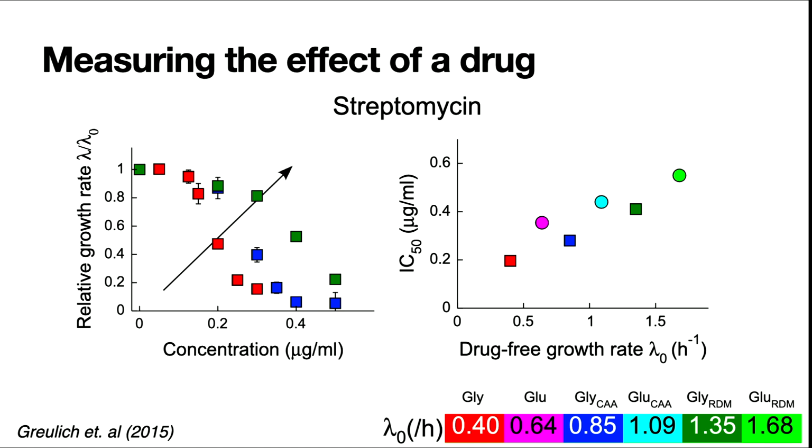Okay? Yes? In the left graph, what does the arrow represent? The arrow? No, the arrow is just to say that you see that these curves ordered by the growth rate, so red, blue, and green, it goes up. Okay? So the fact that this arrow goes up is because this goes up, right?